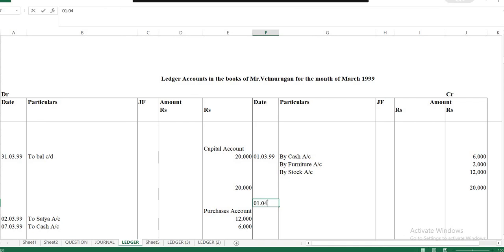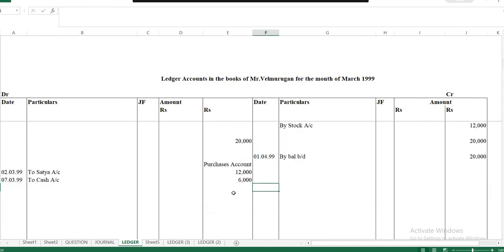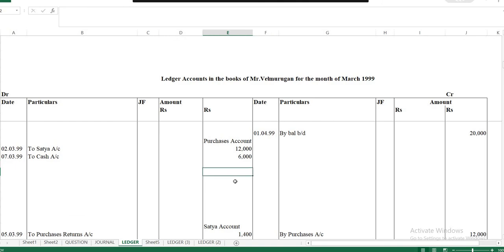1st April, by balance brought down. So the amount, you have to mention it as 20,000. Okay, so like this, purchases account, every account you have to close.